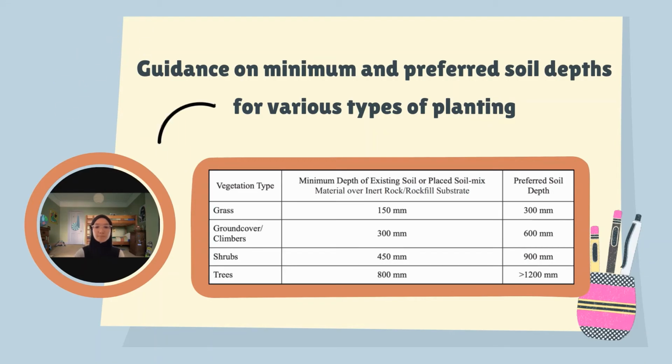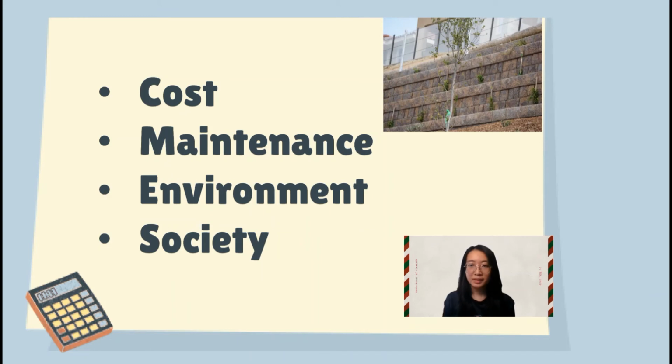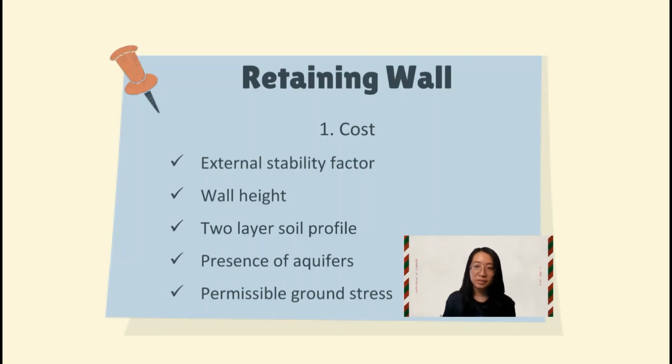Thank you. Today, I will be presenting about the long-term stability of the techniques that have been proposed, which are retaining wall and vegetation. In this part, the long-term stability will be considered by several factors, which are cost, maintenance, environment, and society. Firstly, I will talk about the retaining wall. In constructing a retaining wall, there are some important criteria that need to be considered. They are the external stability factor, the wall height, two-layer soil profile, presence of aquifers, and permissible ground stress.